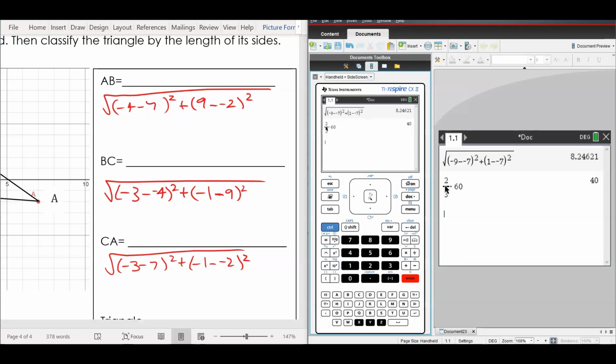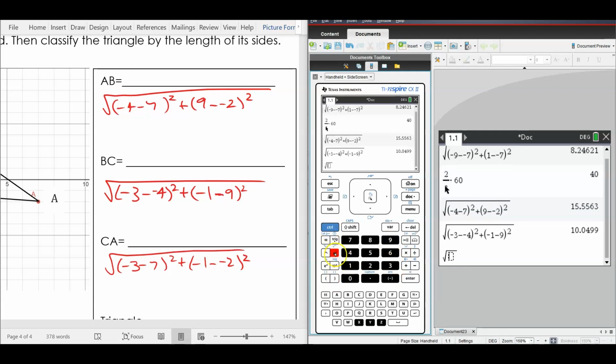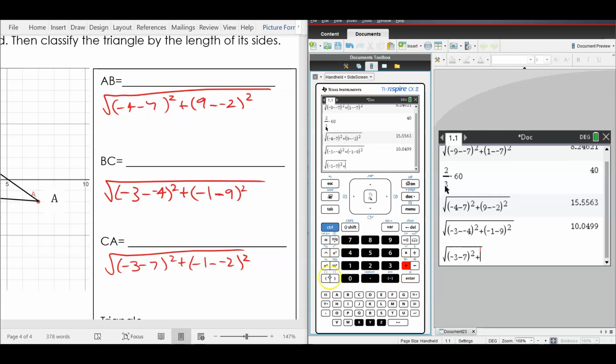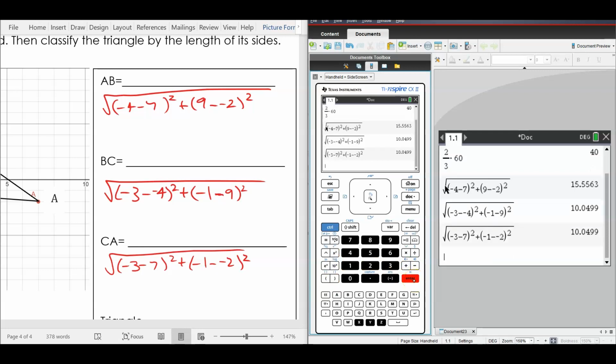Let's go ahead and type these in. So square root, negative 4 minus 7 parentheses squared plus 9 minus negative 2 parentheses squared, enter, and then square root, negative 3 minus negative 4 parentheses squared plus negative 1 minus 9 parentheses squared, and then square root, negative 3 minus 7 parentheses squared plus negative 1 minus negative 2 parentheses squared. If you can type those in correctly, you'll get your side lengths.